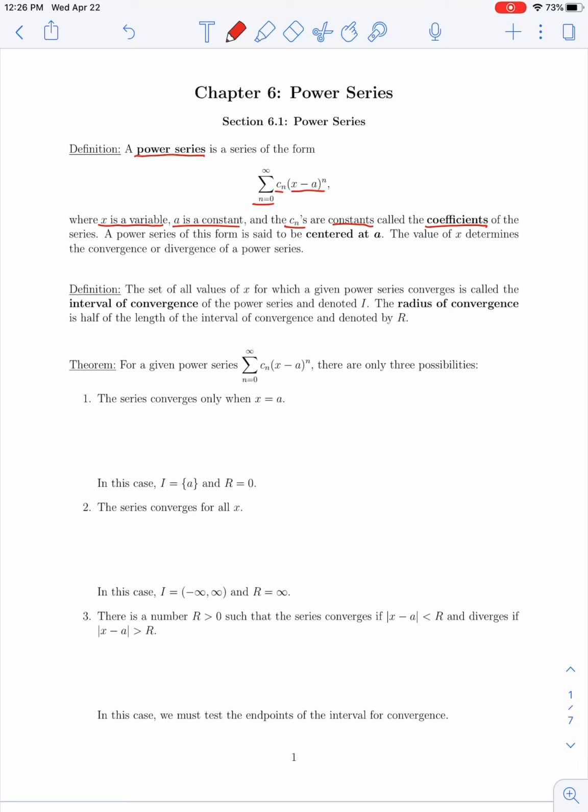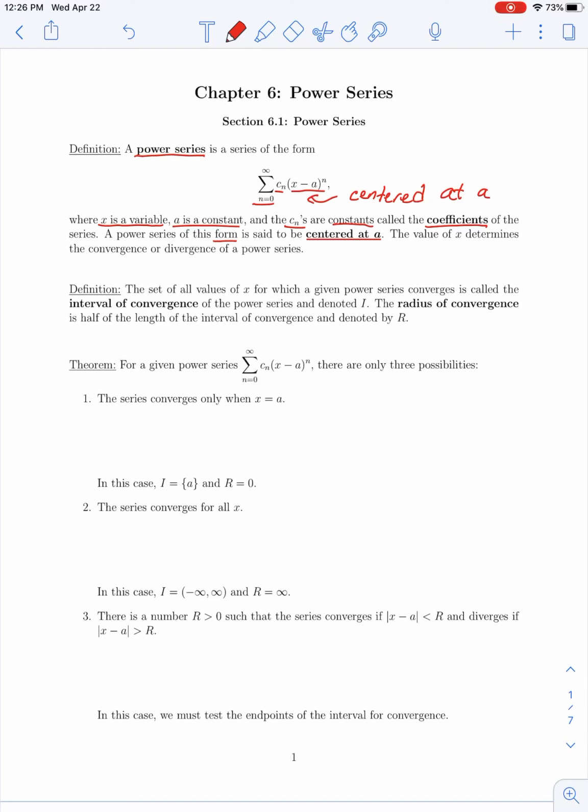So this sort of power series, something in this form, is said to be centered at a. We're going to see why we would use that terminology in just a moment, but in this case, where we have something of the form (x minus a) to the nth, we would say this is centered at a.